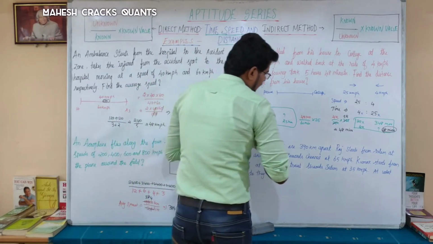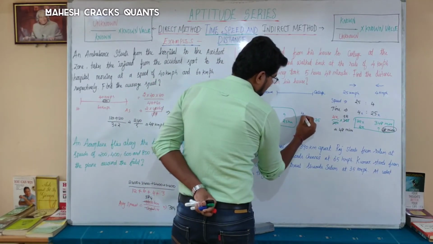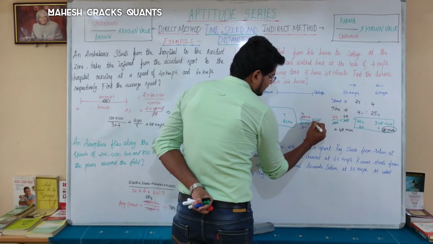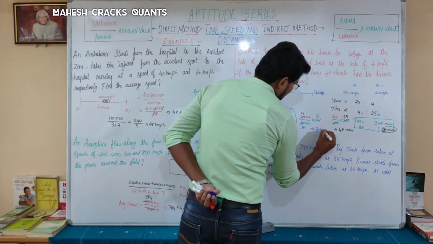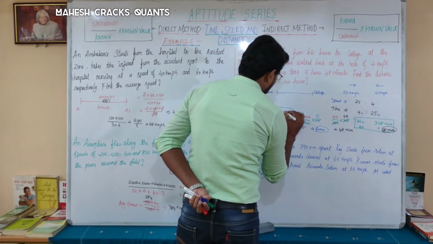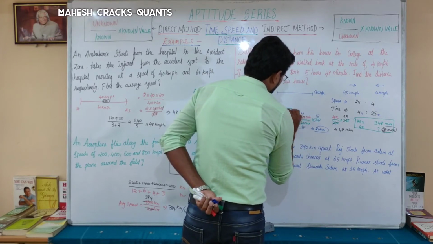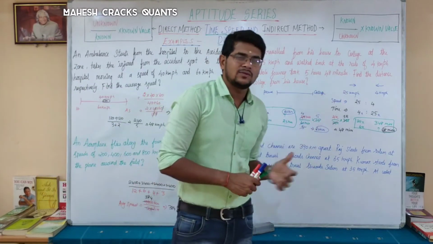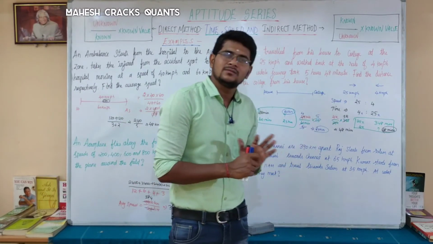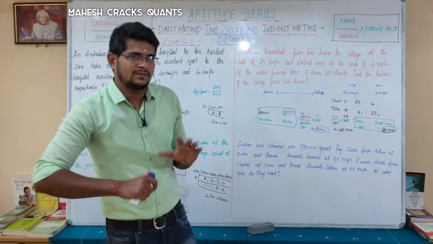So how many times of 12 is 48? 4 times. Here 5 times. Cancelling this, you will get 5. So totally 4 into 5, 20 km. The distance between the college and his house is 20 km. Sathish covers 20 km while going with a speed of 25 km per hour and while coming with a speed of 4 km per hour. That's all.